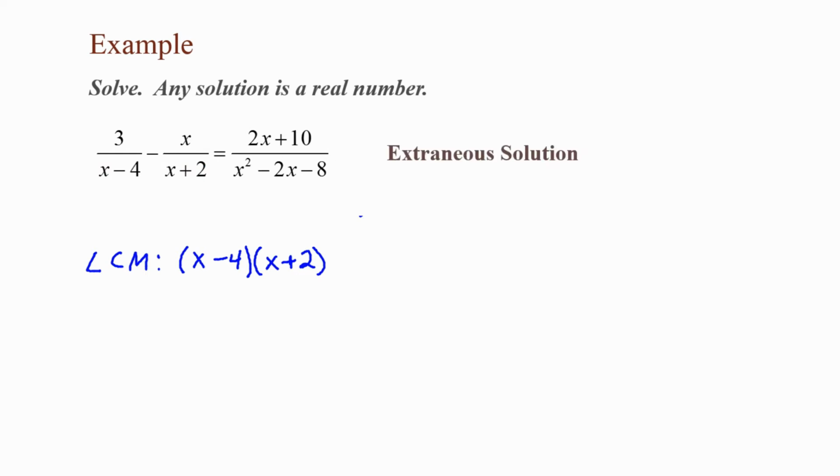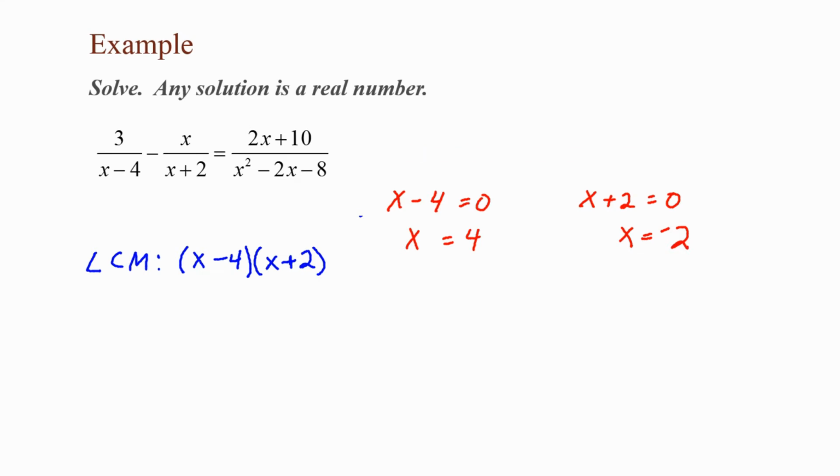So now I can find my extraneous solutions. I want to set x minus 4 equal to 0, which is x equals 4. I also want to set x plus 2 equal to 0, and I get x equals negative 2. My extraneous solutions are 4 and negative 2. Now I'm ready to find x.